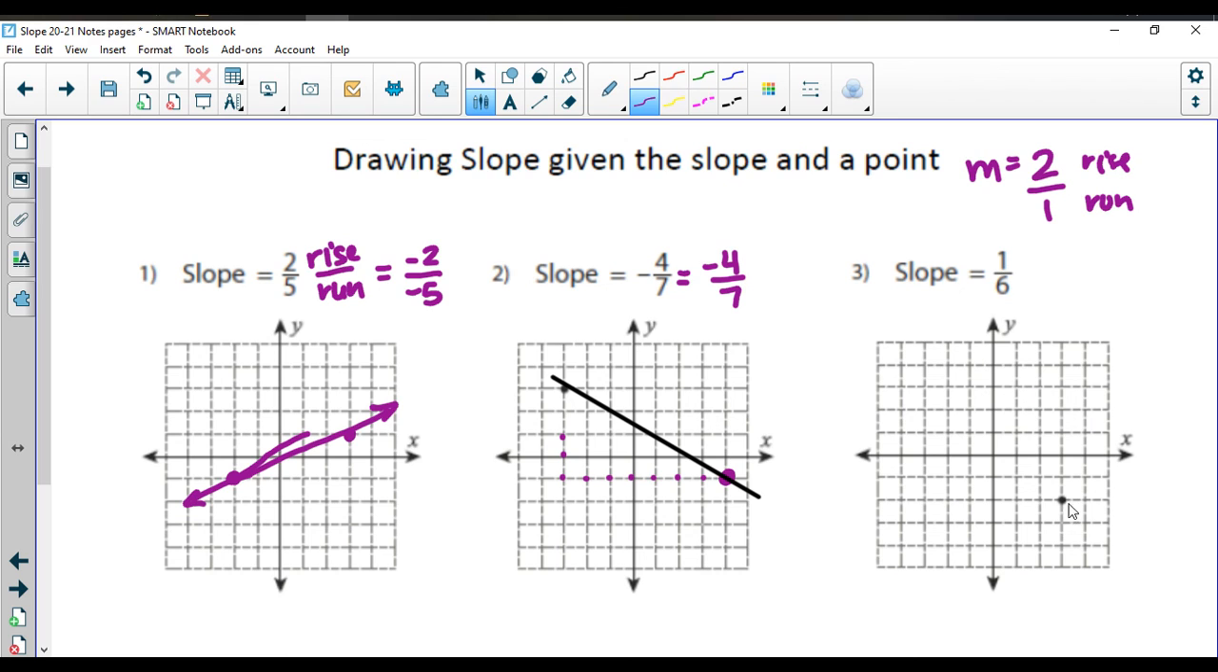In this last one, my slope is 1/6. Rise over run, and if I rise up 1, I'm not going to be able to run, so I'm going to change this so that they're both negative again, which means I'm going to go down 1 and then 1, 2, 3, 4, 5, 6 to the left then, and that's going to go ahead and give me the line with a positive slope of 1/6.